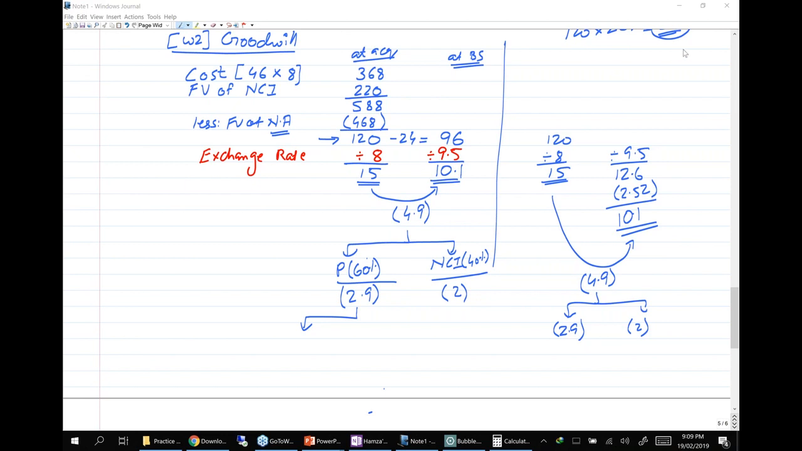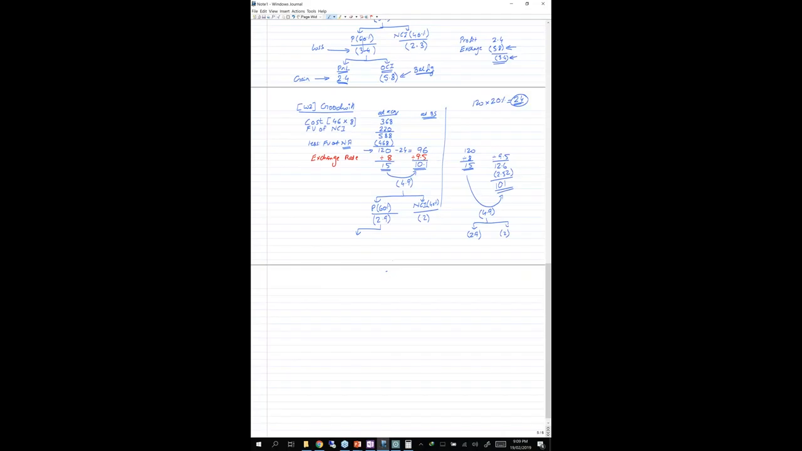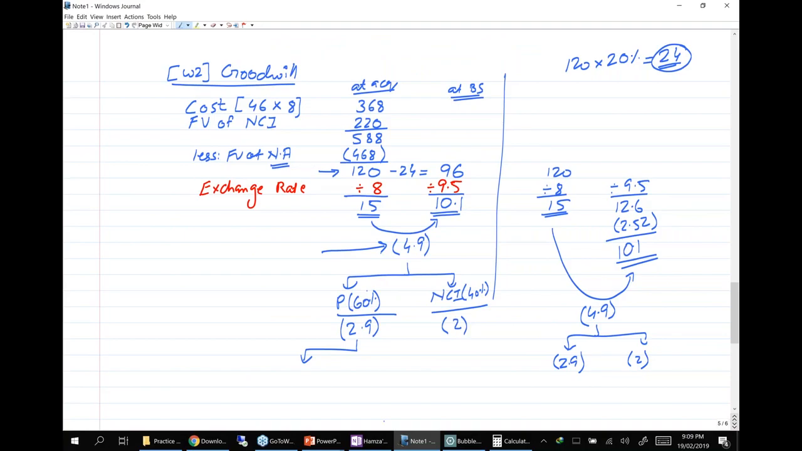Basically, one thing that we have to note is, this time, what is the reason for the movement? What is the reason for the movement of 4.9? Is the reason impairment, or is the reason exchange gain or loss?